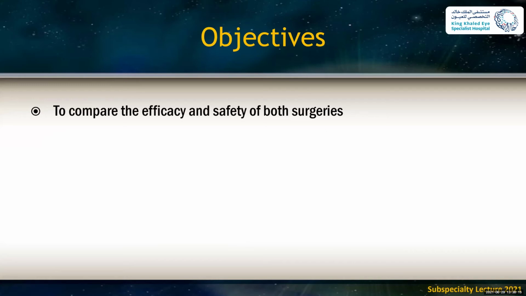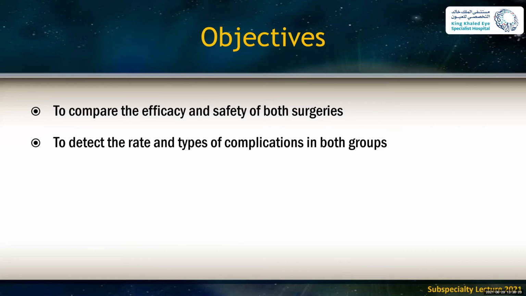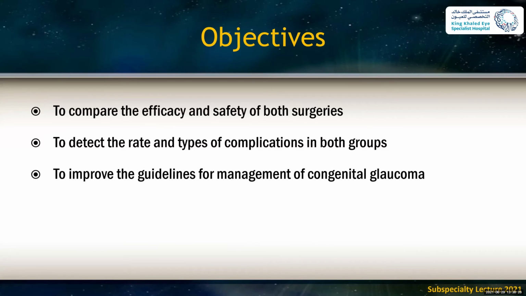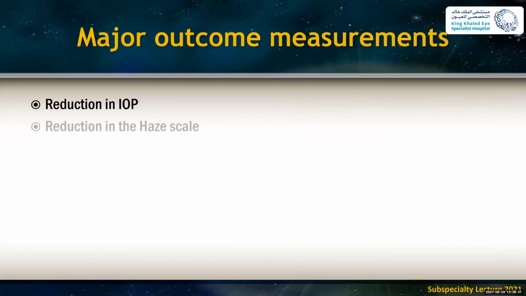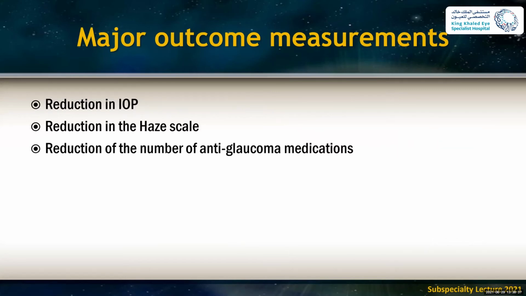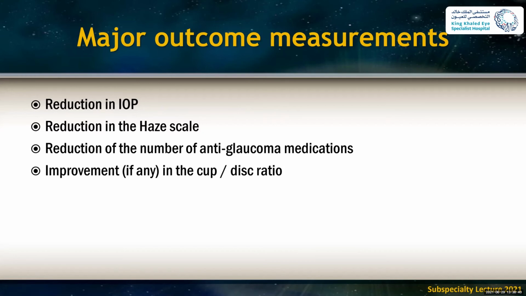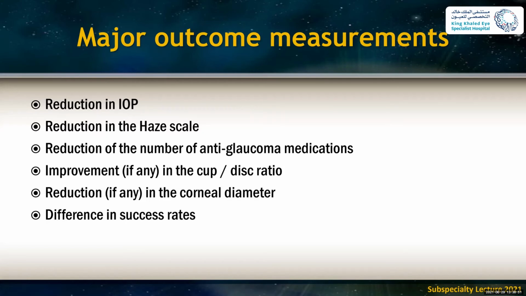So our objective is to compare the efficacy and safety of both procedures, to detect the rate and types of complications in both groups, and to improve guidelines, if there is room for that, for the management of congenital glaucoma. Our major outcome measures are reduction of IOP, reduction in the number of anti-glaucoma medications, improvement of the cupping, reduction of haze in the cornea, the corneal size, and differences in success rates, as well as rate and time of complications.